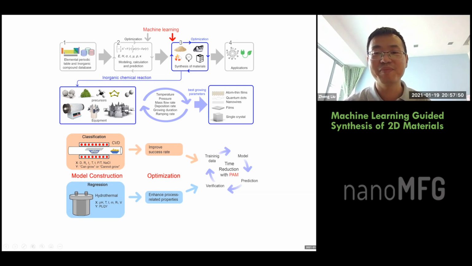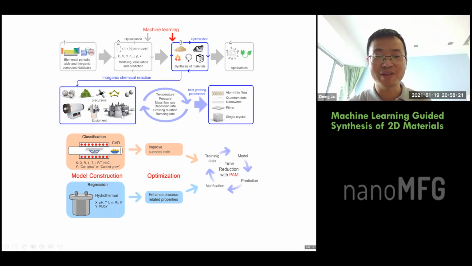If we zoom in on growing materials, here I'm talking about inorganic materials. For inorganic reactions, we have different precursors and different equipment. Overall, what we're dealing with are macroscopic parameters, such as temperature, pressure, mass flow rate, and ramping rate. By trying again and again, we find the best parameters so that we can grow the new material.